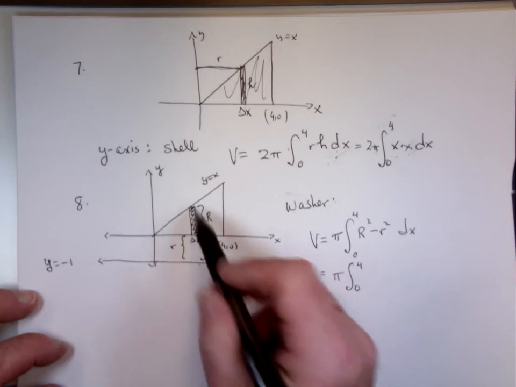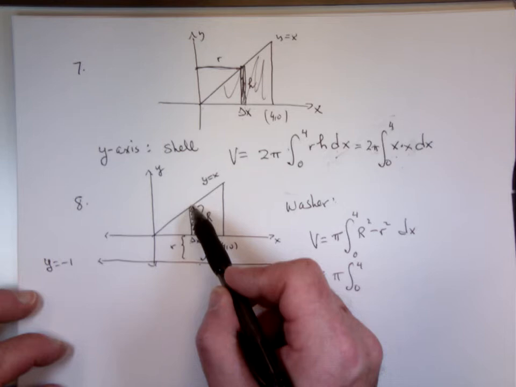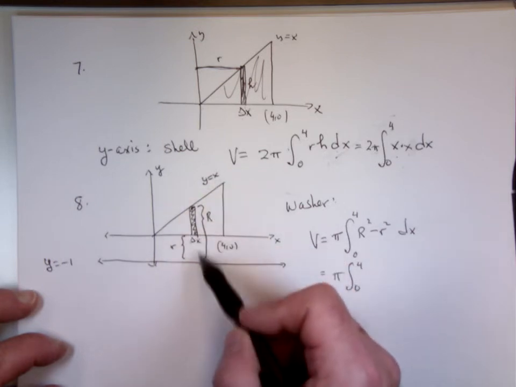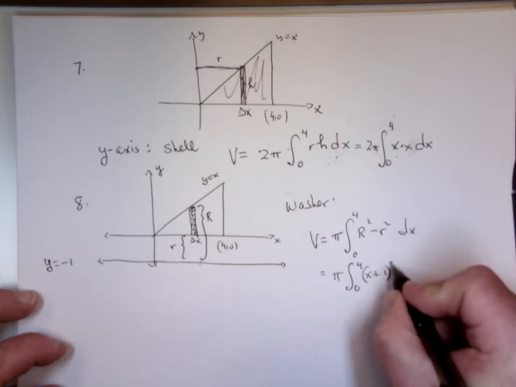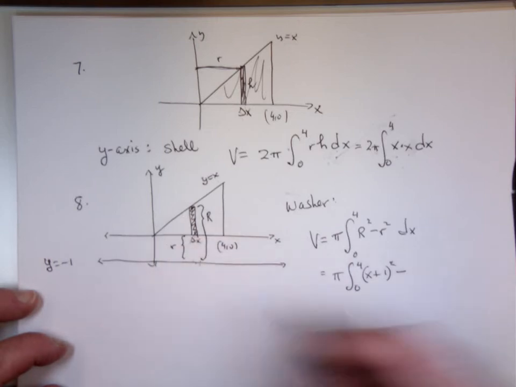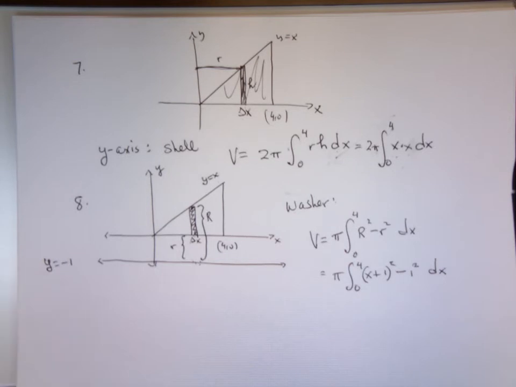That's exactly what it is. Big R is equal to this height above the x-axis, which is y, which is x, plus this distance, 1. Minus little r. What's little r? 1. Okay? That's it. So that's when it washes around the line. Washers are when your rectangle is perpendicular to the axis and there's a gap in between.